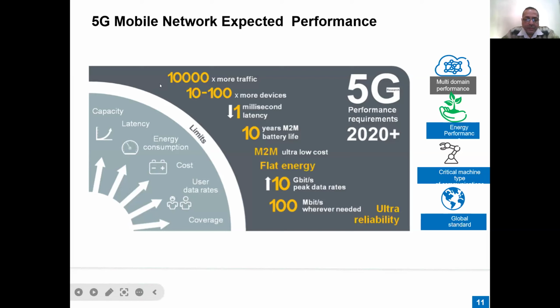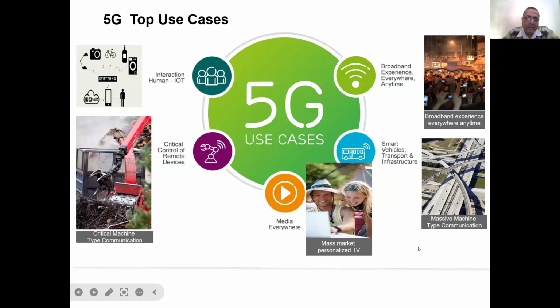Then 5G supports 10,000 times more traffic. Traffic means the data transfer, the calls which it can handle. Then 10 to 100 times more devices can be connected. Latency, again, is reduced to 1 millisecond. Battery life is increased to 10 years. Then machine to machine, it is ultra low cost. Energy is reducing, and devices are ultra reliable. This is the ultra reliability we have. The system is highly reliable.